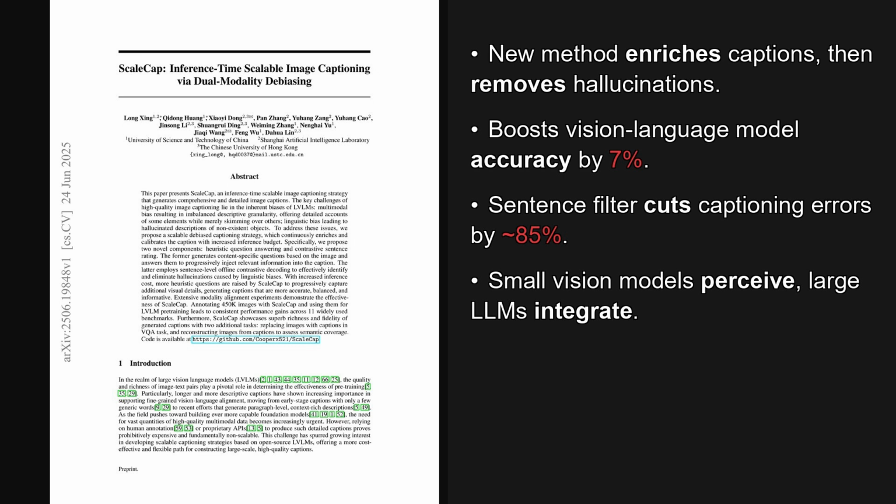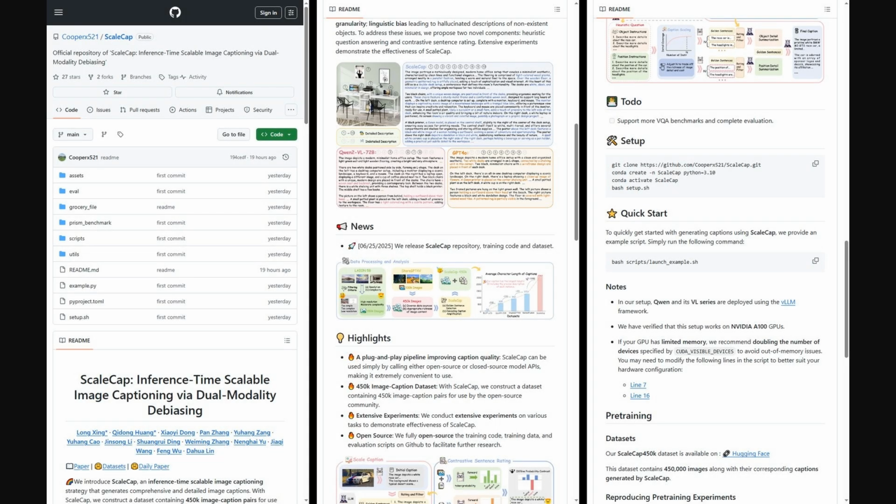The authors propose a clever two-part system to create richer image descriptions, while also filtering out the tendency for models to make things up. Also, the authors shared their official repository, and it's packed with everything you need. You'll find the full training code, evaluation scripts, and a quick start example to try it out yourself. They also provide access to that massive 450K image caption dataset they built for the project.